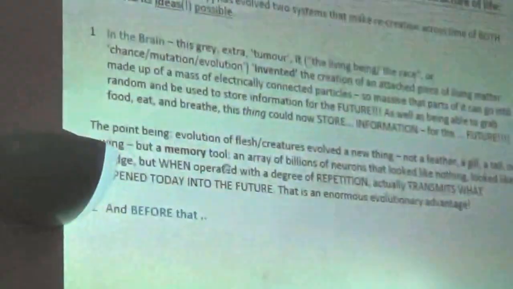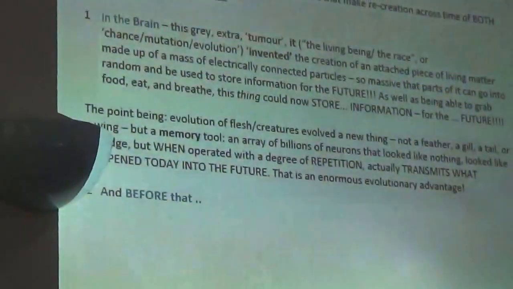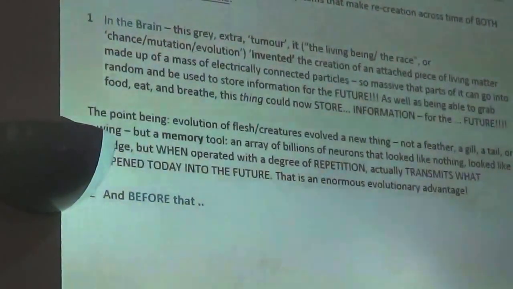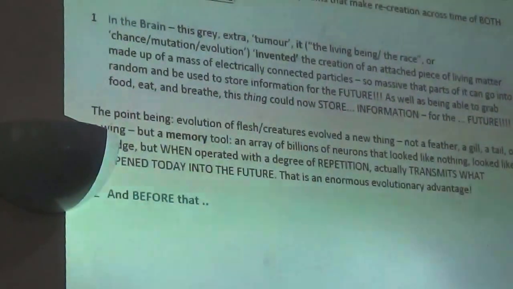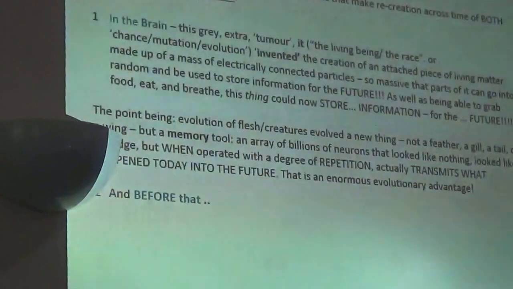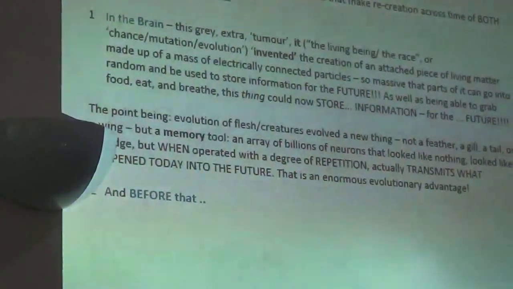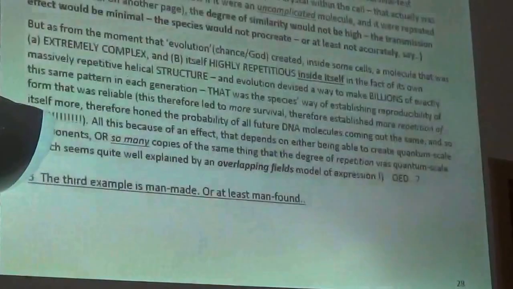It looks like grey matter, you can't tell what it is. So as well as being able to grab food, eat and breathe, this thing could now store information for the future. The point being, evolution of flesh or creatures evolved this new thing. It's not a feather, it's not a gill, it's not a tail, it's not a wing, it's a memory tool, completely different in kind. An array of billions of neurons. Looks like nothing, looks like a piece of sludge, but when it's operated using repetition, it transmits what happens today into the future, makes our entire civilization possible, and everything else.